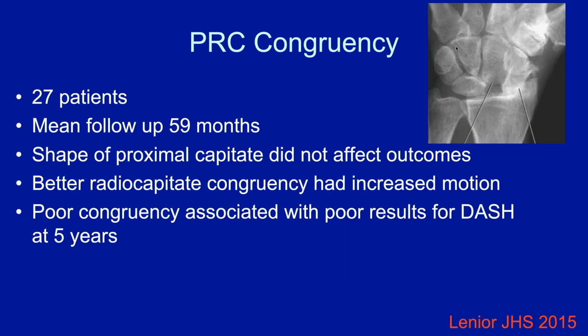This is a study that looked at PRC congruency. I'm sure many of you have looked at the shape of the capitate when you're doing a proximal carpectomy and wondered whether that shape would affect the outcome in terms of DASH scores. And this study showed that poor congruency was associated with poor results for DASH score at 5 years. So this implant obviates that problem by implanting an implant that is congruent with the lunate fossa. Next slide.